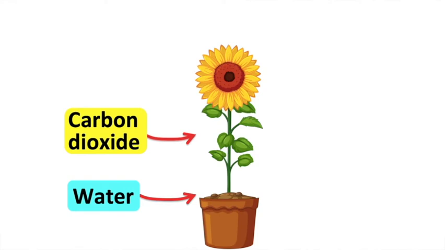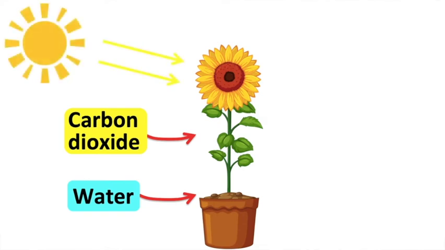Carbon dioxide enters through the stomata of the leaf via diffusion. Water is absorbed by the roots from the soil. This water is then transported to the leaves by the xylem vessels. Sunlight provides the energy for the process to take place. The chlorophyll in plants can absorb the light energy.